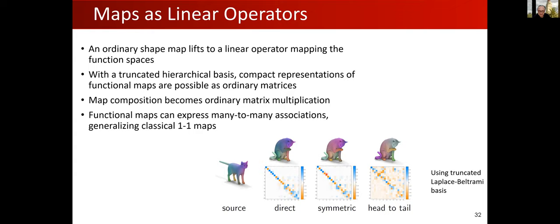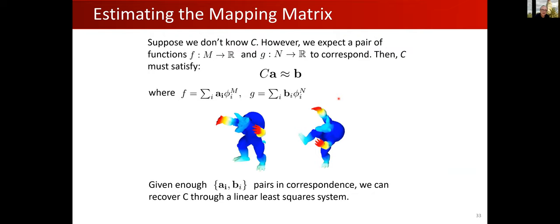But if you take a very unnatural map, where it maps the tail, shown here in green, to the head, shown here also in green, this map tends to be dense because it's not a natural mapping between those two shapes. So we like sparse functional maps. And note that a functional map is not just a representation, it can also become an algorithm for computing a map.